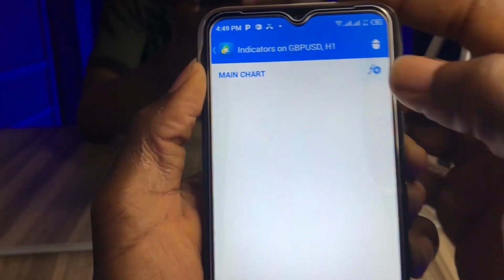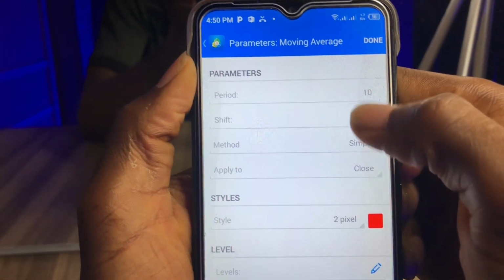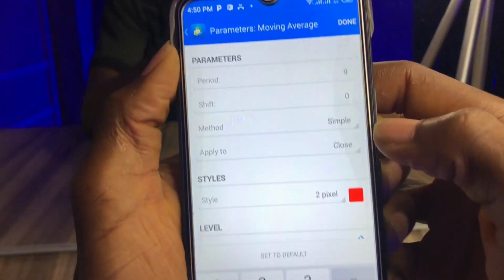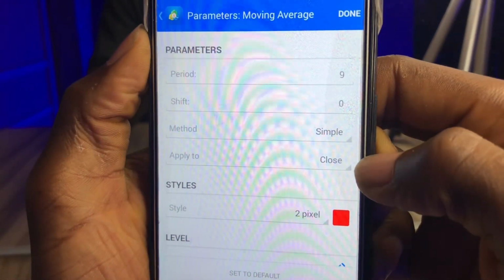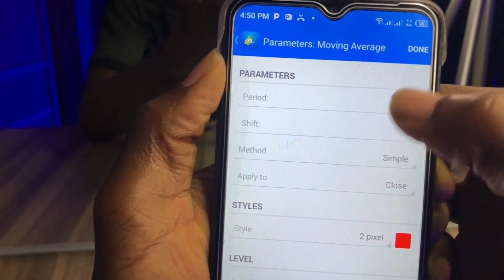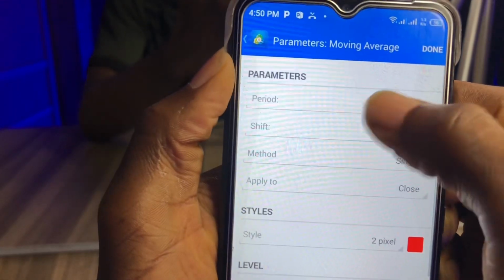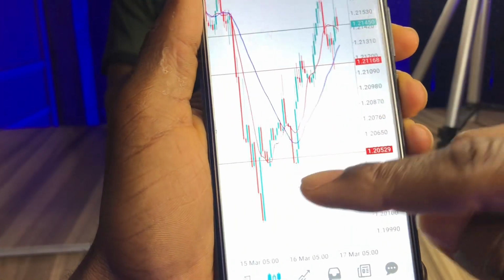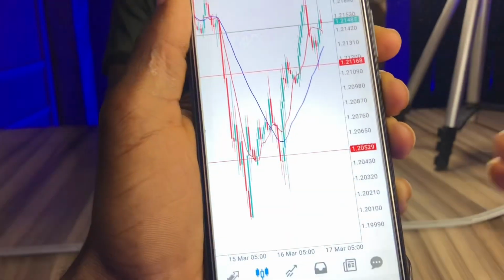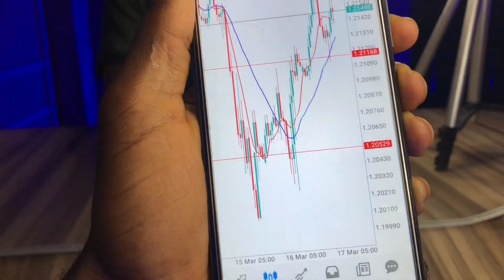So what we can do right here is go ahead and add in our moving averages. The first moving average we're going to use is the 9 moving average, and it's going to be simple, apply to close, shift 0, pixel 2, and everything. We're also going to add in the 25 moving average. Now, together with this support and resistance zone, we can know when the market is going to change trend, and we can enter the next position in the market.